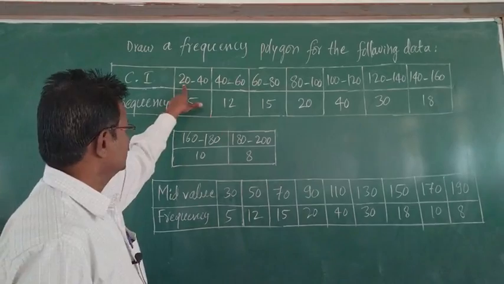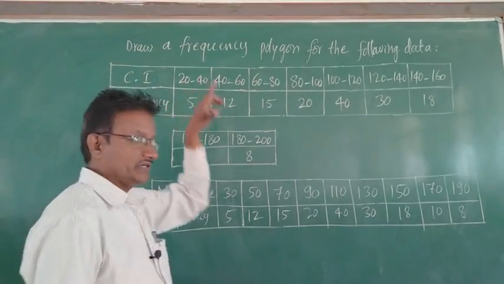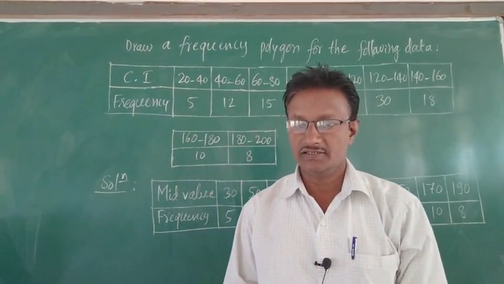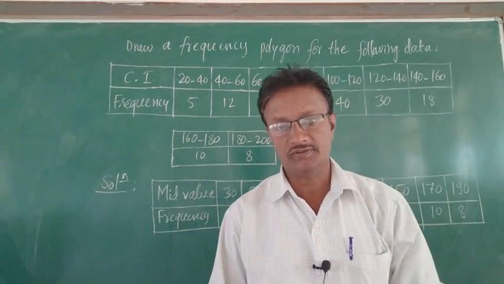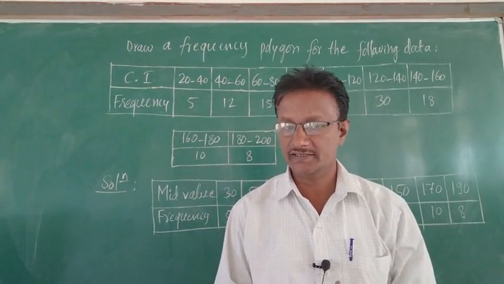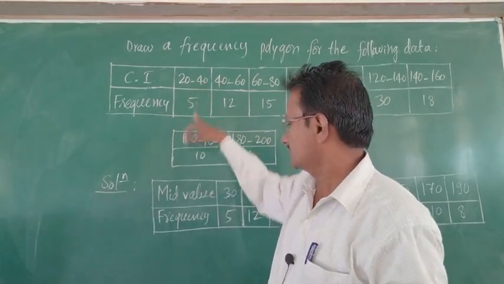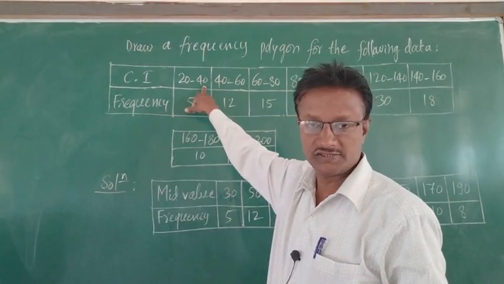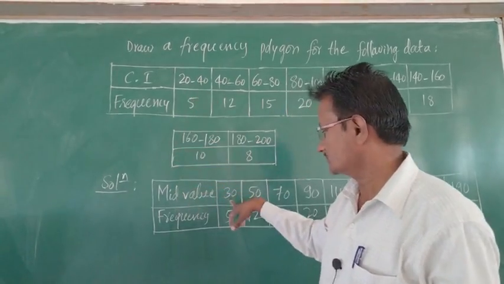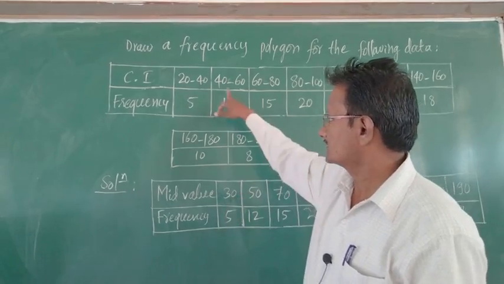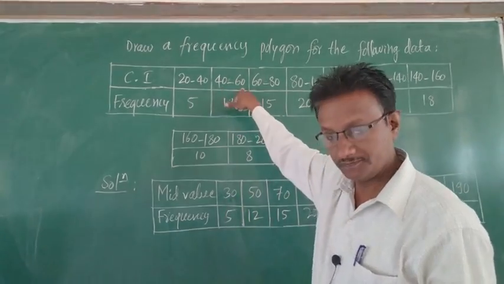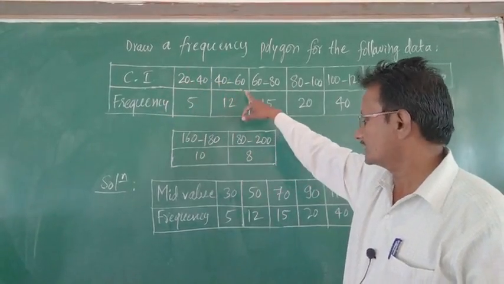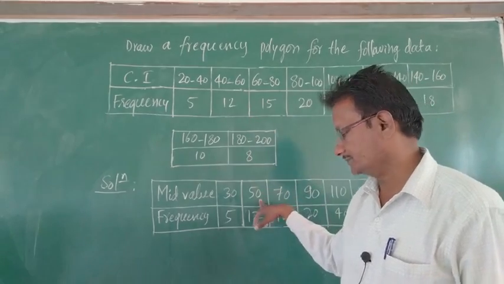The first class interval is 20 to 40. 20 plus 40 is equal to 60, the total of two values. So we have to divide it by 2, then we get 30. 20 plus 40 is equal to 60, divided by 2 is equal to 30. Next, 40 plus 60 is equal to 100, divided by 2. 100 divided by 2 is equal to 50.